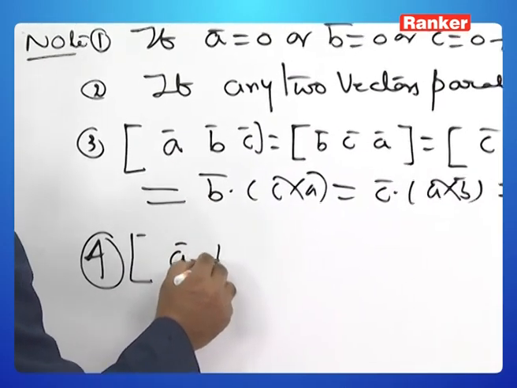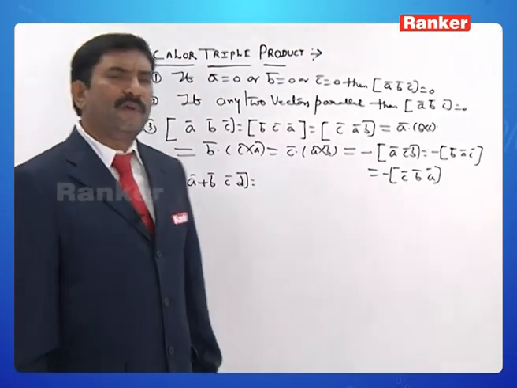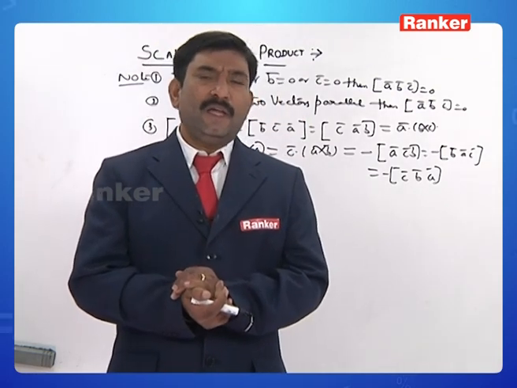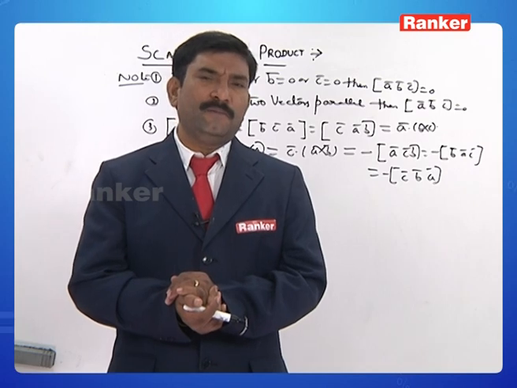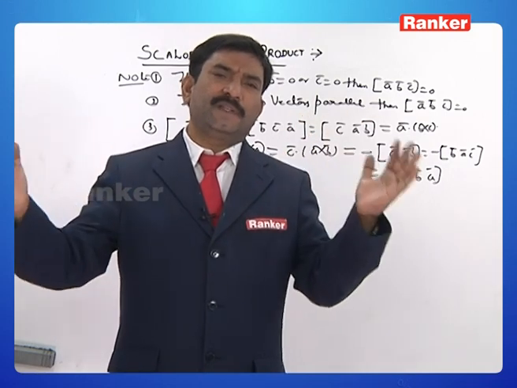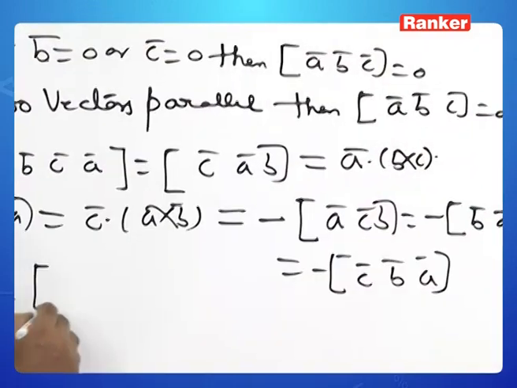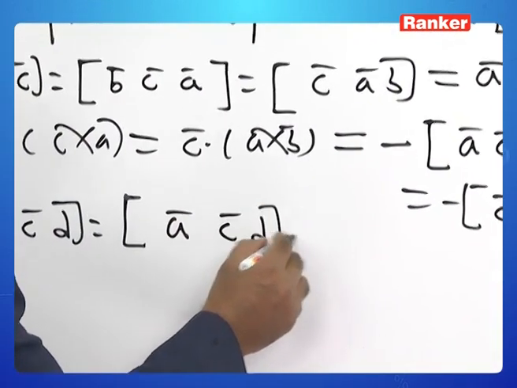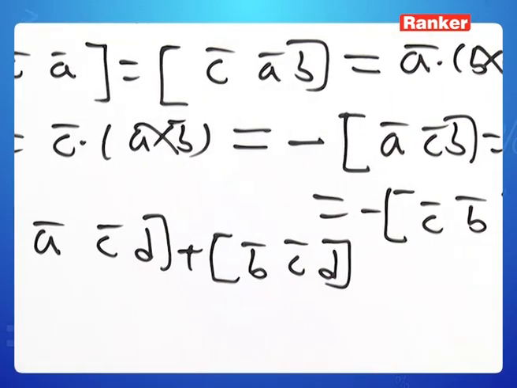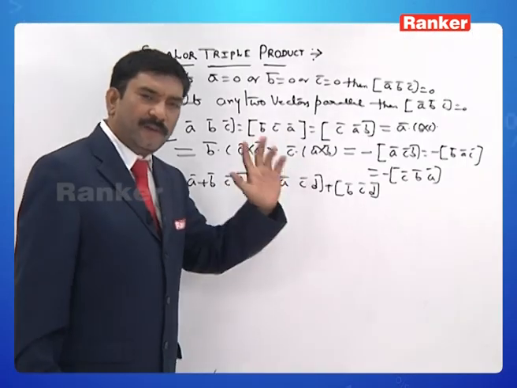This is [A bar plus B bar, C bar, D bar]. Yes, the box product is nothing but a determinant. In a determinant, if the elements of a row or a column are a sum of two terms, then that determinant can be expressed as the sum of two determinants, right? Now for A plus B, I can write [A bar, C bar, D bar] next, [B bar, C bar, D bar], right?